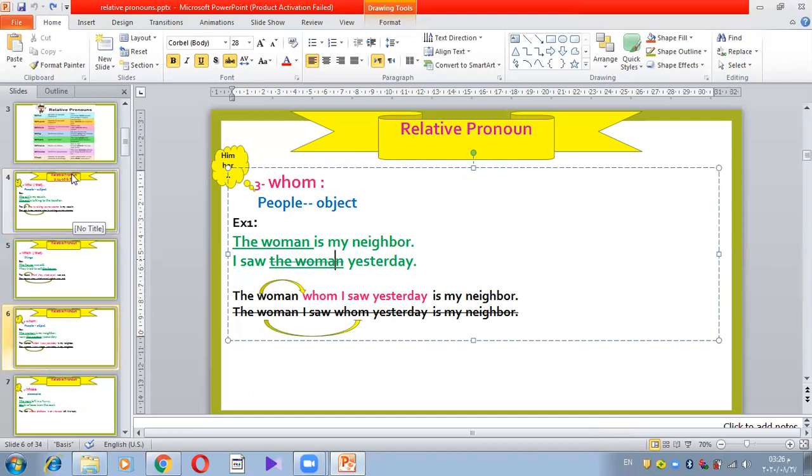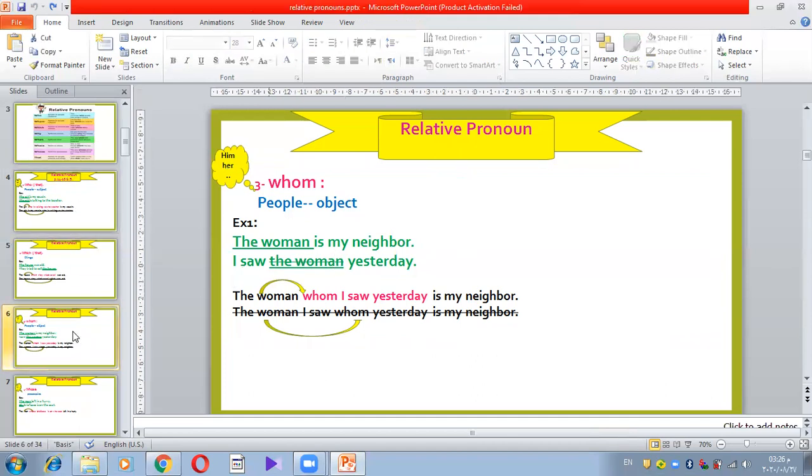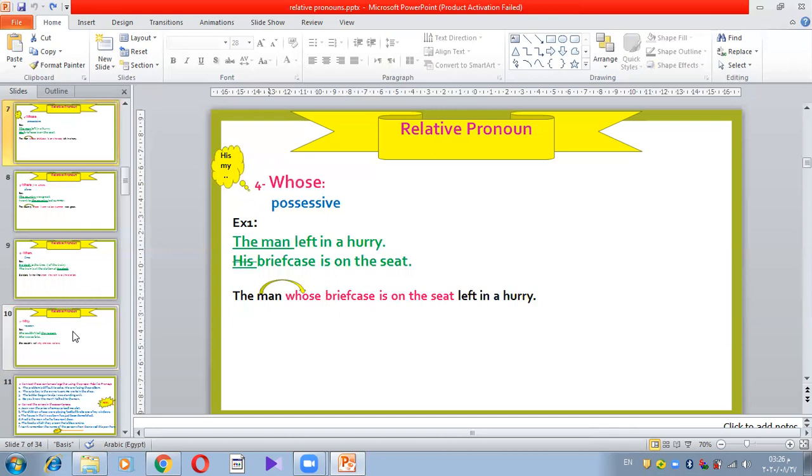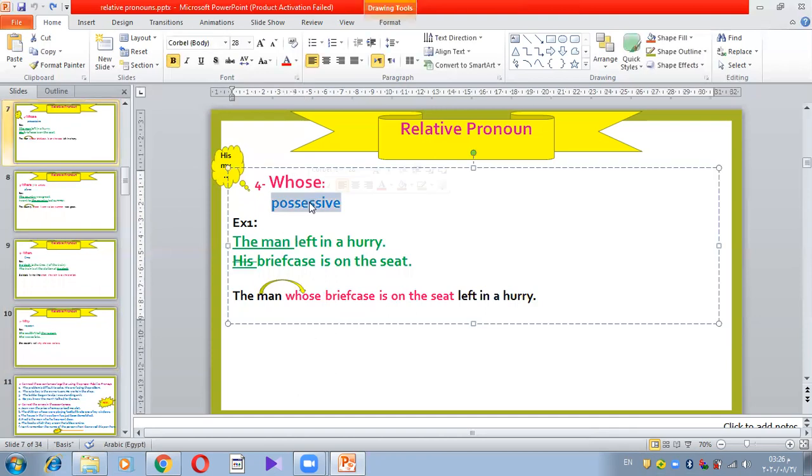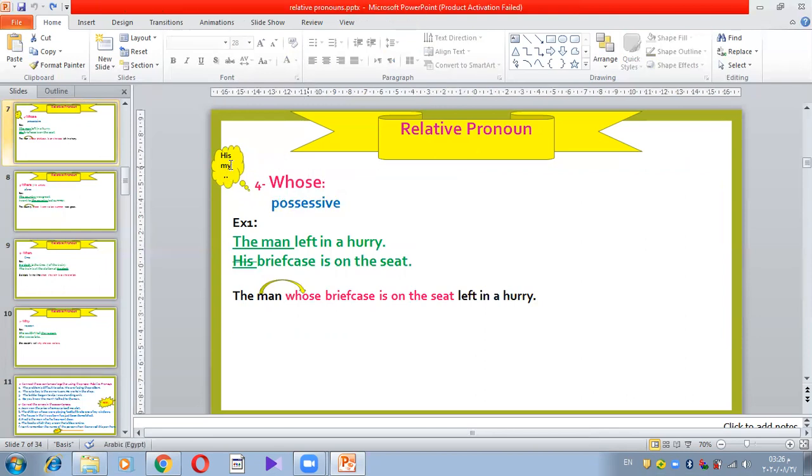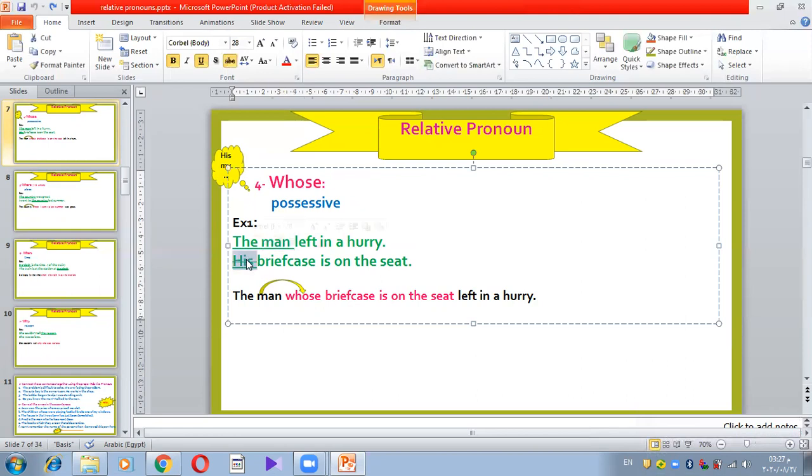Okay? What's after whom? We have what? We have whose. When can I use whose? For possessive. Do you remember possessive, guys? My, your, his. So one of these. Okay. The man left in a hurry. His briefcase is on the seat. What's repeated here? The man and his, because his is referring to the man. His briefcase, his bag. Okay?